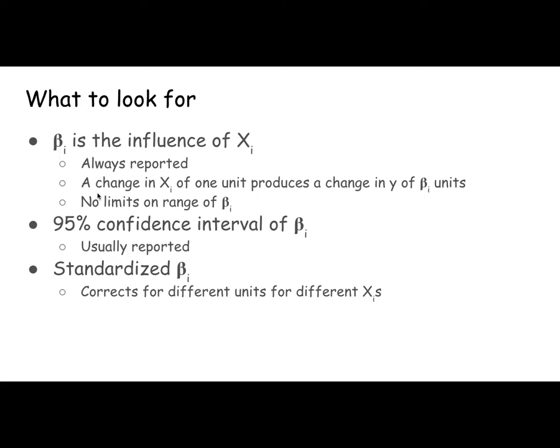More often, people are reporting confidence intervals. Sometimes you'll see standardized betas, and here what they're correcting for are different units. So if you've got one unit is dosage in milligrams and another unit is time in days, using standardized beta corrects for the fact that you're using different units in your predictor variables.